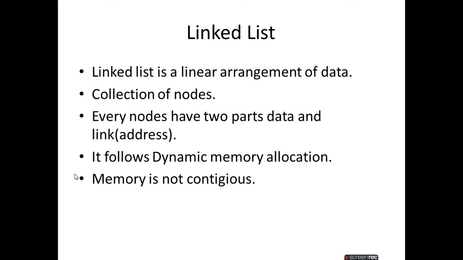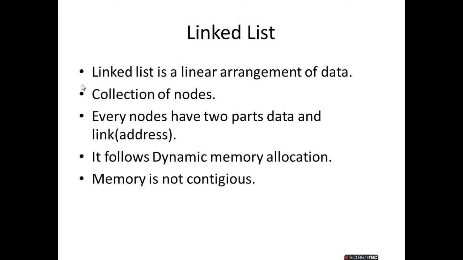But a linked list does not bother about that. Any memory address is fine. For example, if the address is 1000, maybe our next node is stored at address 1002, or maybe the next node is stored at 1008. That is possible. Linked lists do not follow contiguous memory allocation.